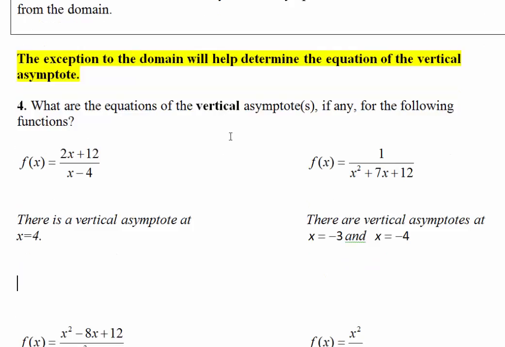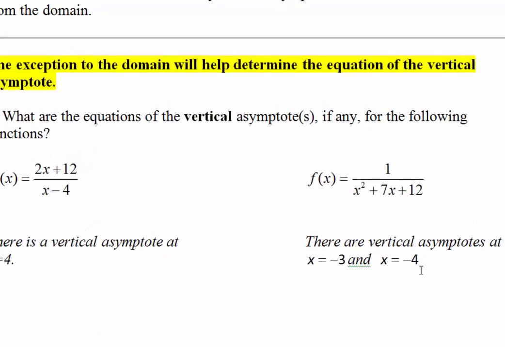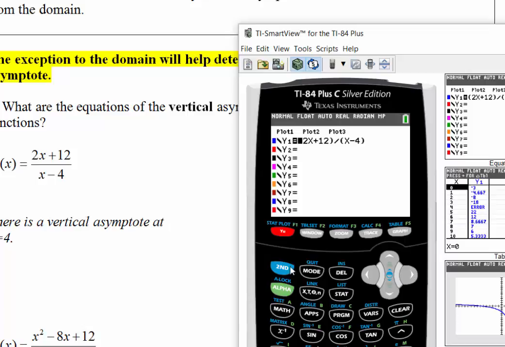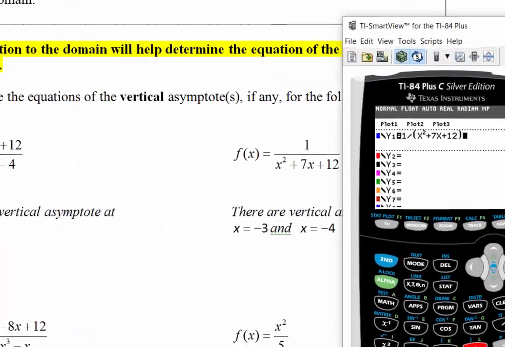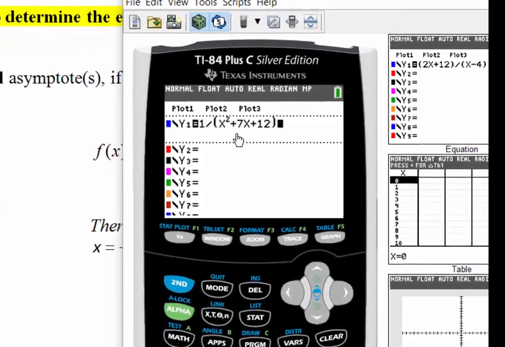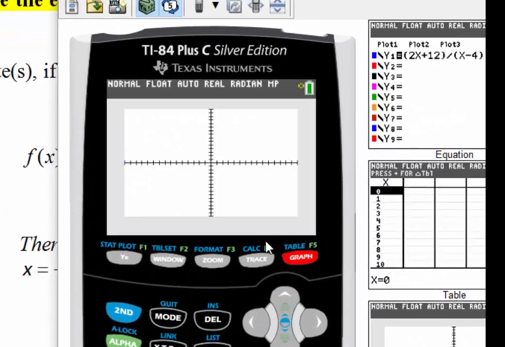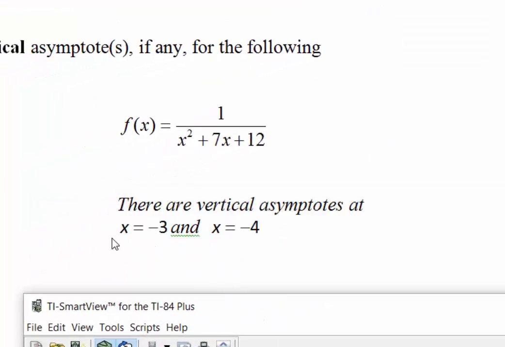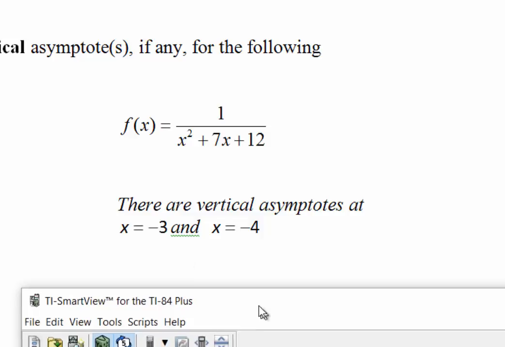So here I ask, what is the equation of the vertical asymptote? The vertical asymptotes occur at x equals negative 3 and x equals negative 4. And I want to graph this function just to see, do I have a break that occurs at negative 3 and negative 4? So I enter the function into my equation. Notice how I use parentheses for the denominator. I press graph. And as you would expect, at negative 3 there's a break, and at negative 4 there's a break. And those imaginary dotted lines occur at x equals negative 3 and negative 4.